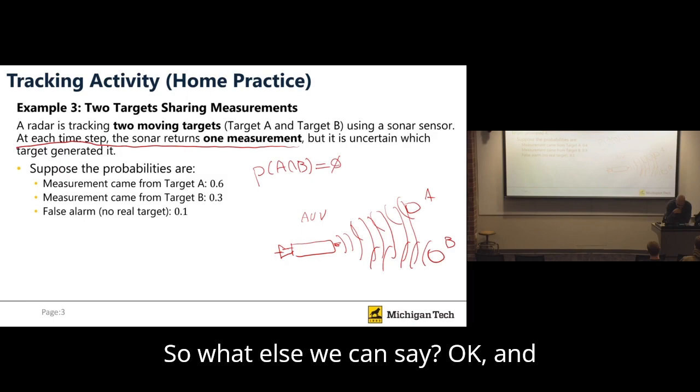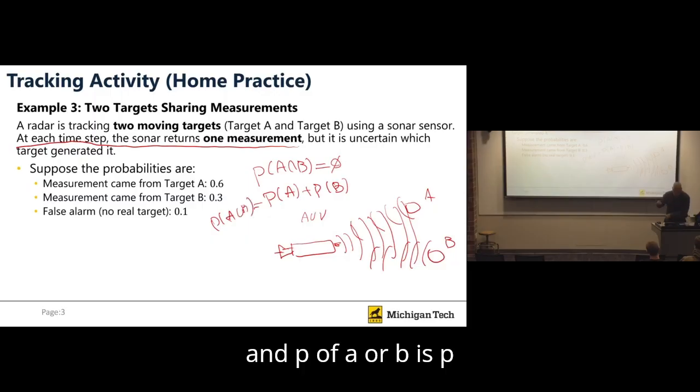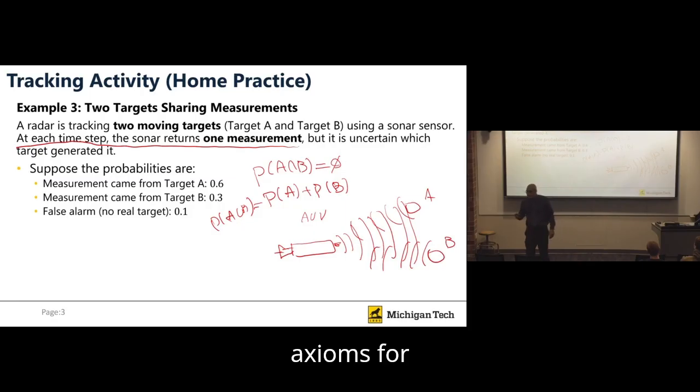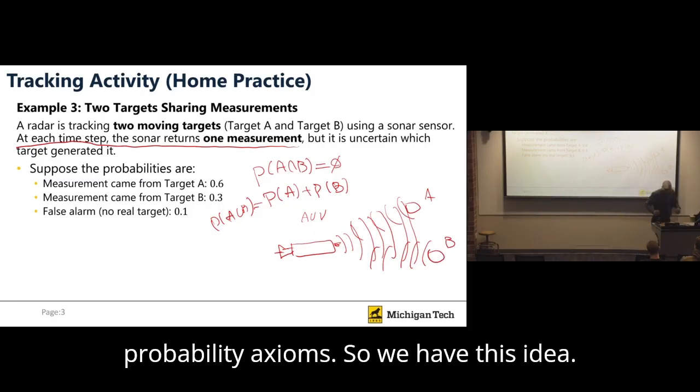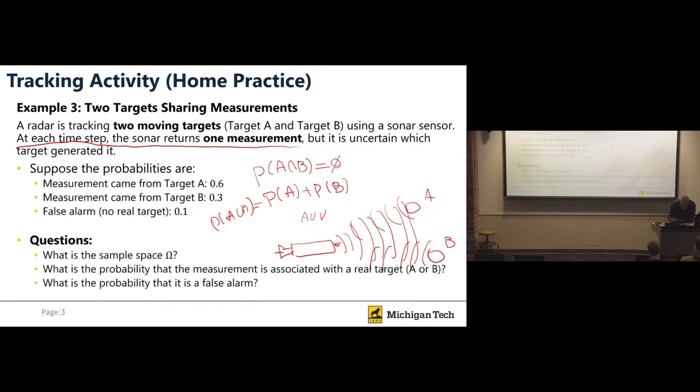So what else can we say? Also P of A plus P of B, and P of A or B is P of A plus P of B. We had that also in the last lecture, in the probability axioms. So we have this idea. What we want to find, first of all, is the sample space.